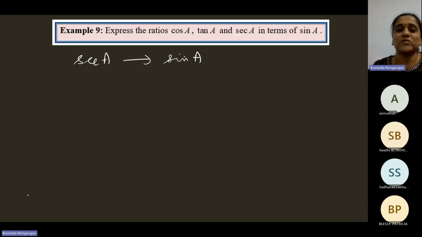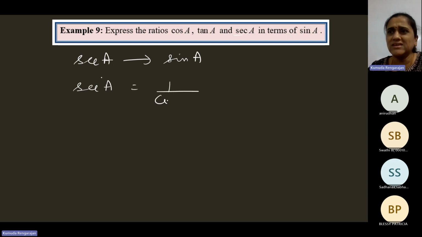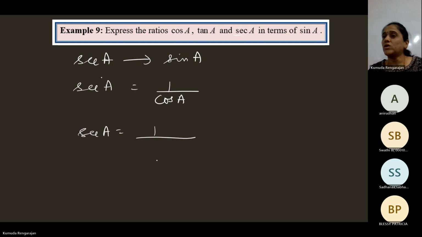Okay, the last one we are doing. So we have to write secant. I'm just doing the same thing in a different way. We have to write secant in terms of sine, right? Secant A is equal to 1 by cos A. This is a relation. But we have to write secant in sine. So secant A is equal to 1 by, what is cos A? Root of 1 minus sine square A. So we put in secant in terms of sine.